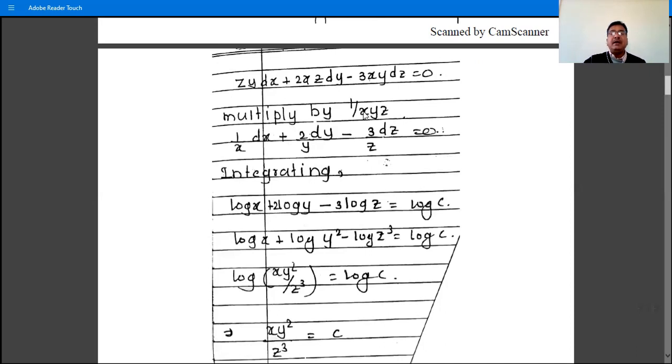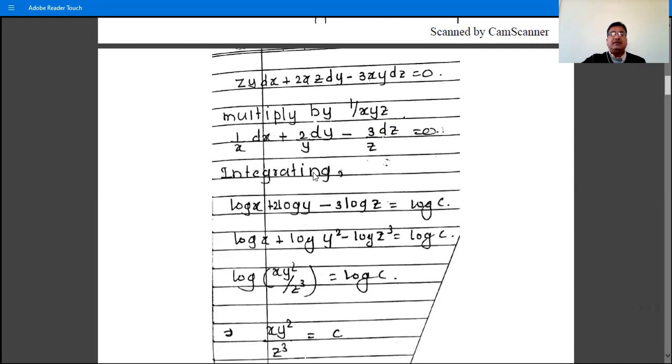That is, multiplying by 1/(xyz), or dividing by x into y into z. So what do we get? 1/x dx, 2/y dy, and minus 3/z dz. That is, this equation is in variable separable form. All three variables are separated. The coefficient of dx is a pure function of x, the coefficient of dy is a function of y only, and the coefficient of dz is a function of z only.